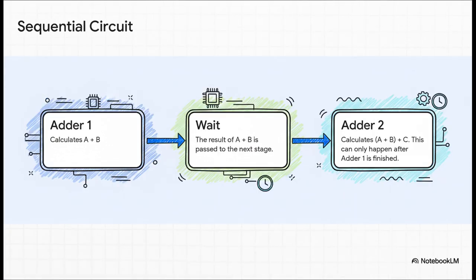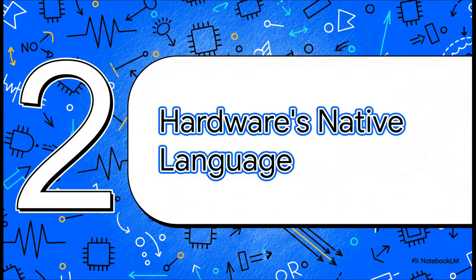Easy. But of course, it's not always a free-for-all. In this example, the second adder is totally stuck. It can't start its work until it gets the result from the first one. It's just forced to wait. So this creates a sequence of operations. A real hardware language has to be able to describe both of these situations, the orchestra and the recipe. So, the big question is, how do you write a language that can handle both of these realities at once?